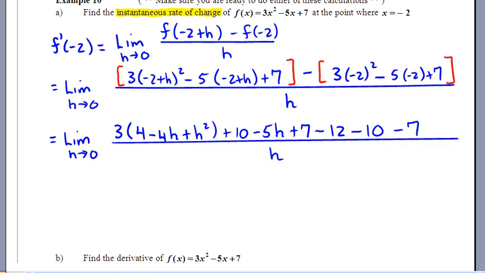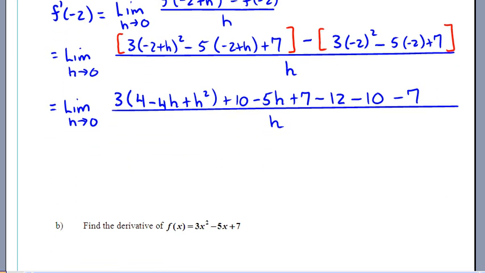Now what you're going to notice is the terms that do not have h's, they're going to need to go away if we're going to have any success with this limit. And sure enough, they do. Like for instance, this 3 times the 4, that's 12, but then here's minus 12. So let's get rid of the minus 12 and the 12. I'm just going to scratch the 4 off. What else have we got? 7 and minus 7. And a 10 and a minus 10. And all of the terms that do not contain h are now gone, and we're left with just terms with h's. So we'll be able to do a GCF factoring.